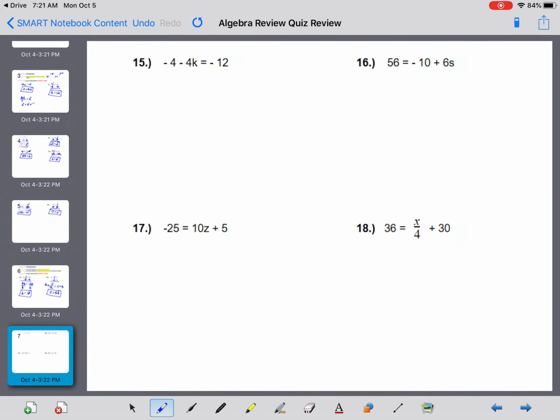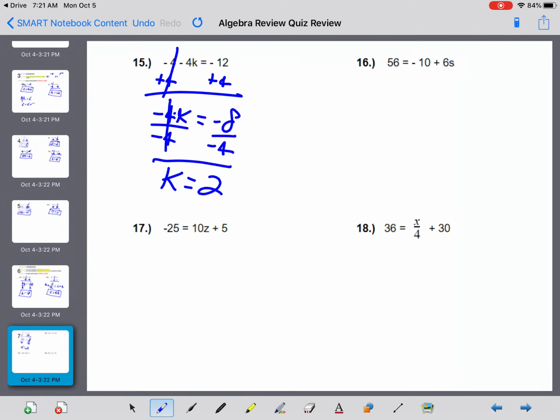Number 15, you have negative 4 minus 4k equals 4. I'm going to add 4 to both sides. Cancel those out. Negative 4k equals negative 8. This is really negative 4 times k, so you're going to divide both sides by negative 4. K equals negative 8 divided by negative 4 makes a positive 2.